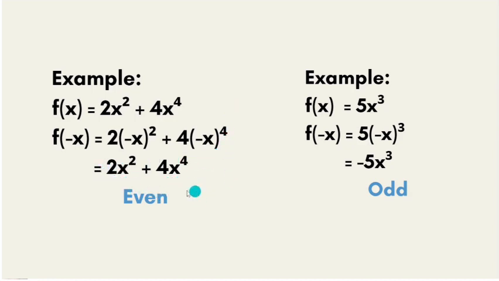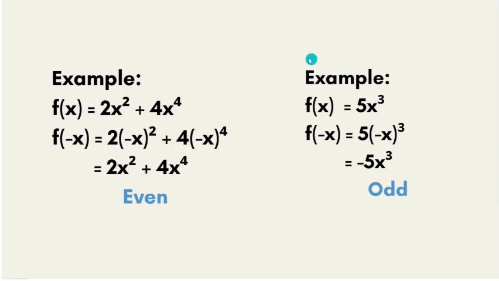So as you can see, our original function is 2x squared plus 4x raised to 4. So the original function is the same as the answer. That's why it's even. Again, if the answer is all the same as the original function, that is even.